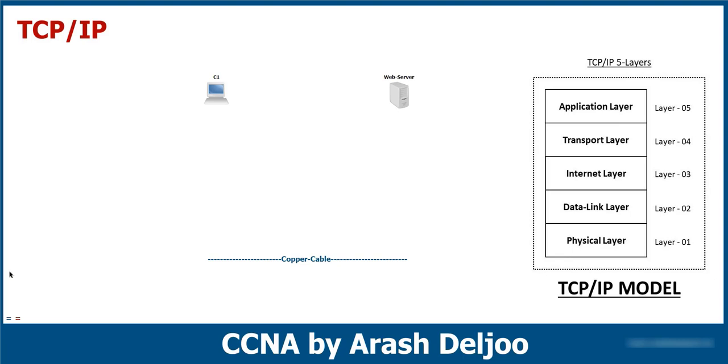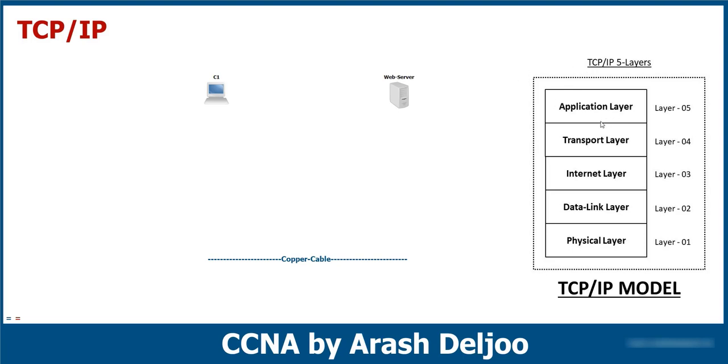You know that the TCP/IP model has 5 layers. This is the updated TCP/IP model, and in this model, as you can see here on the right side of the picture, we have layer 1 as the physical layer, layer 2 the data link layer, layer 3 the internet layer, layer 4 the transport layer, and layer 5 the application layer. In this video, I'm going to talk a little more about the layers of TCP/IP.